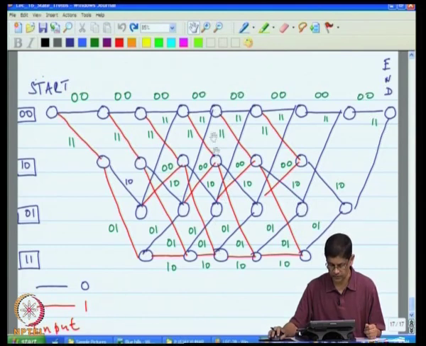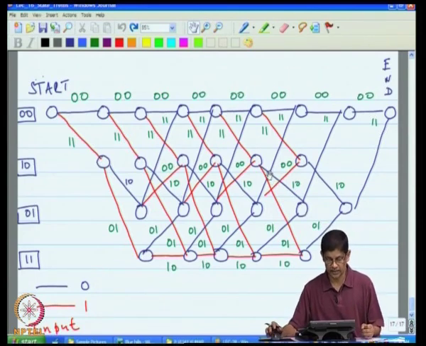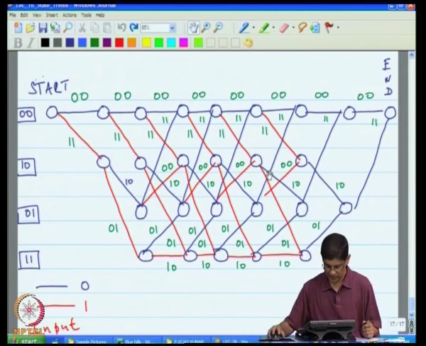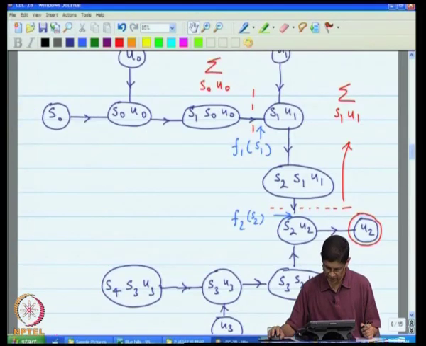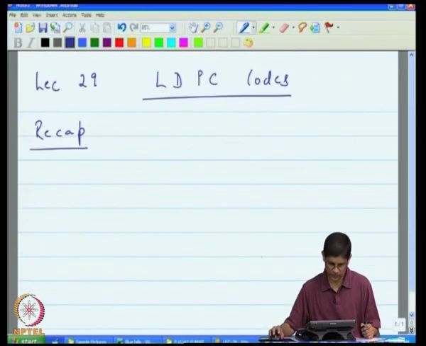So, you go forward with the survivor metrics, you come backward with the survivor metrics, and then once across a link, you look at the metric on the left, metric on the right, find the best connection, and then decode one symbol at a time. Okay. I realize this is a little bit fast, but essentially it tells you how you can actually do Viterbi decoding as well. Okay. So, with that, I will start today's lecture.